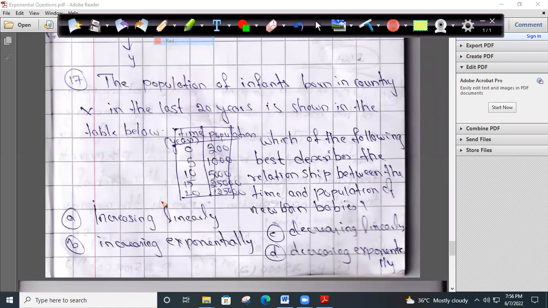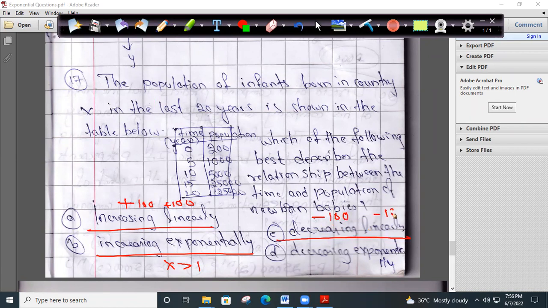One question for sure: what is the meaning of increasing linearly? Increasing by the same number, plus 100, plus 100, plus 100. What is the meaning of increasing exponentially? Multiplying with a number greater than 1. What is the meaning of decreasing linearly? Subtracting the same number, minus 100, minus 100, minus 100, or minus 200. What is the meaning of decreasing exponentially? Multiplying with a number less than 1.